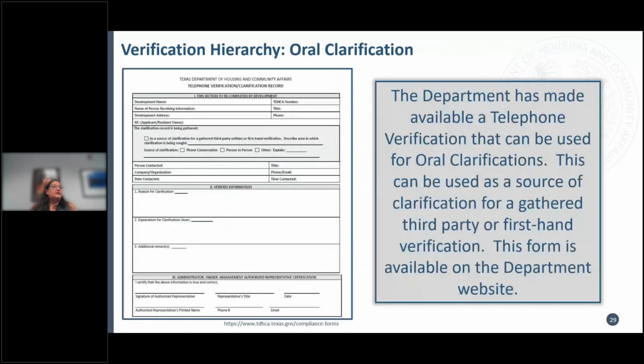Here's an example of an oral clarification, and this is in your resources for this webinar. The department has made available a telephone verification that can be used. If you want to take this form and develop your own, you can, but this is a great resource or type of form to use when and if you have to clarify something that was missing, or if you used pay stubs and something else needed to be clarified, this is a good form to use to do that.